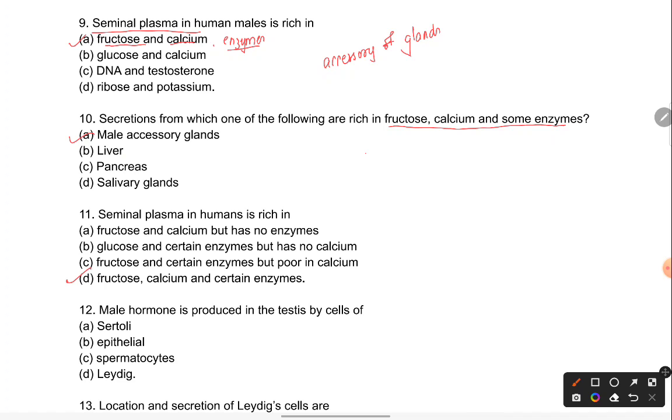Okay. Now question number 12. Male hormones or androgens are produced in the testis by which cells? They are produced by Leydig cells. Already we have seen, Leydig cells produce what? Male hormones or androgens. Okay.